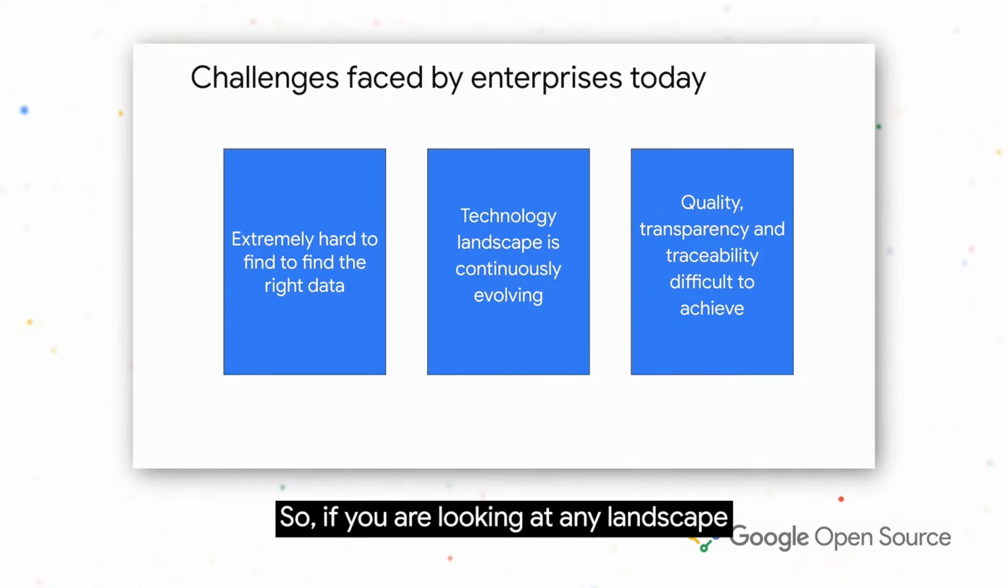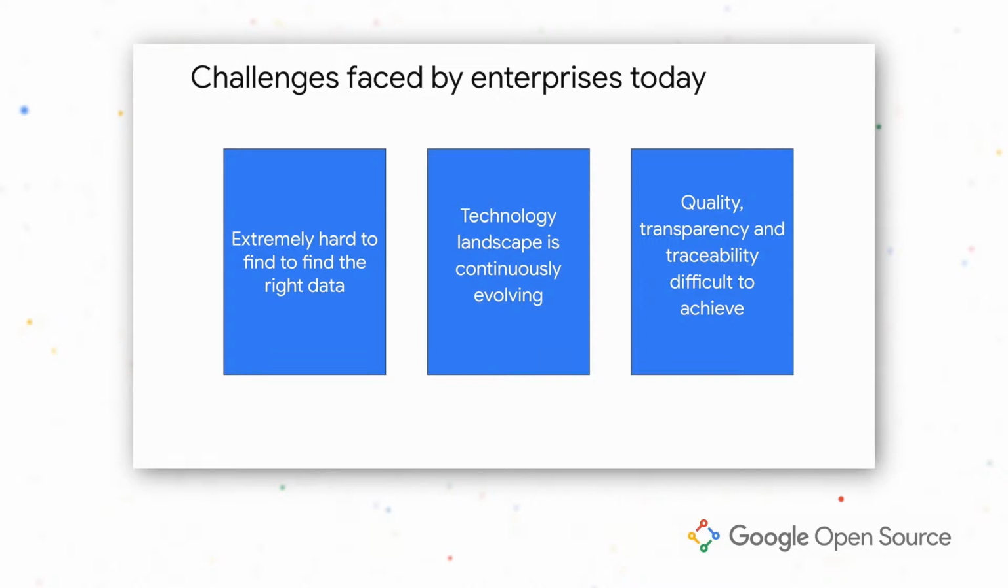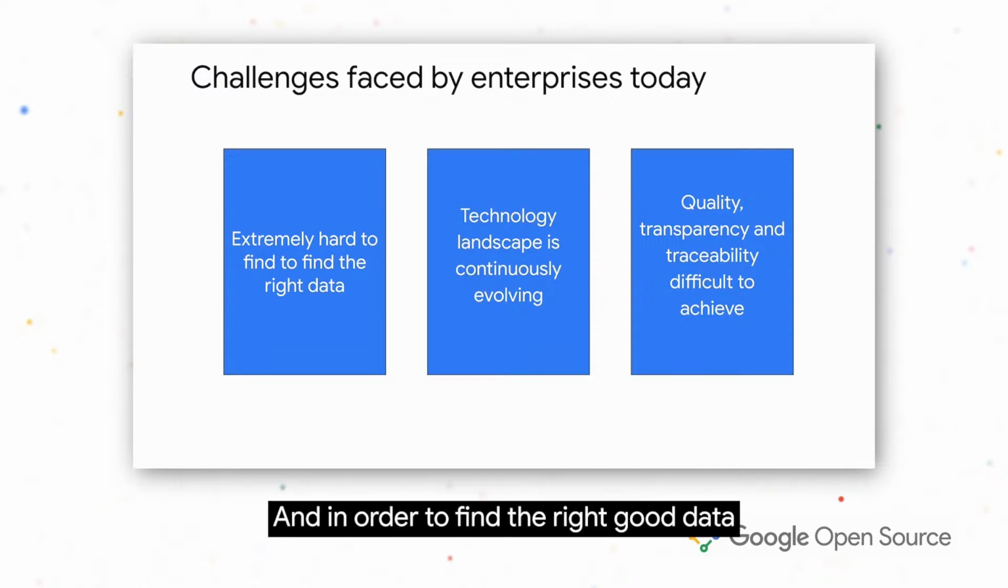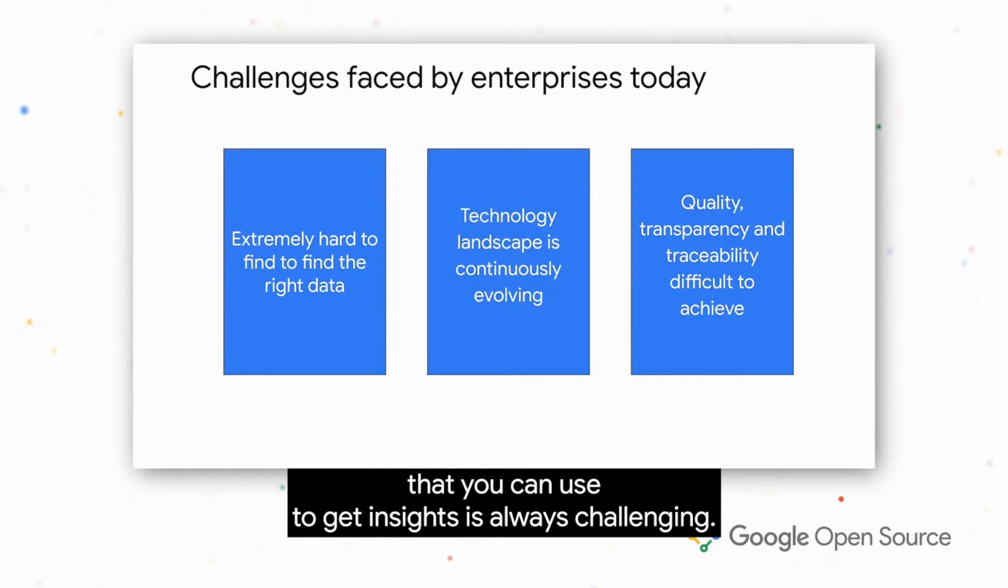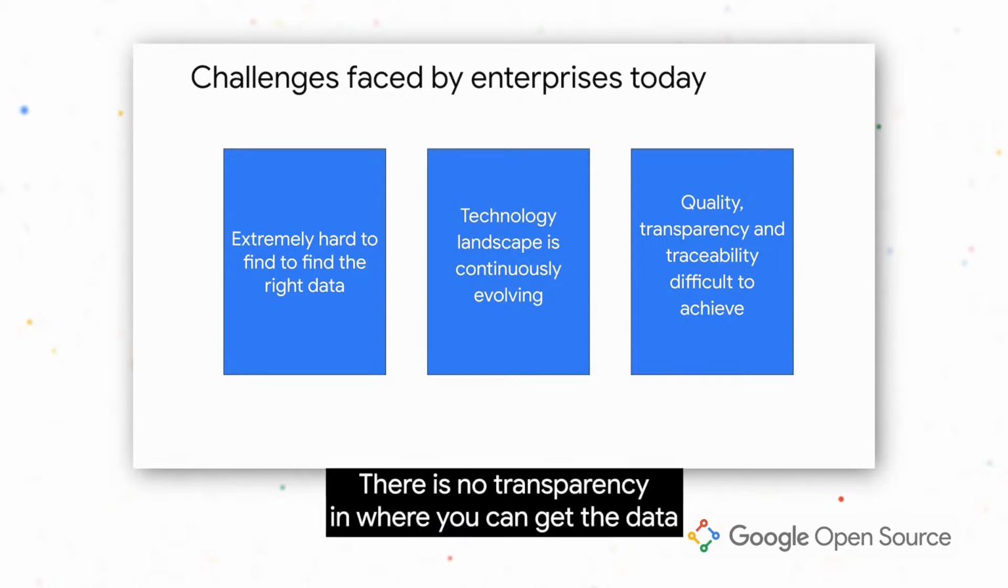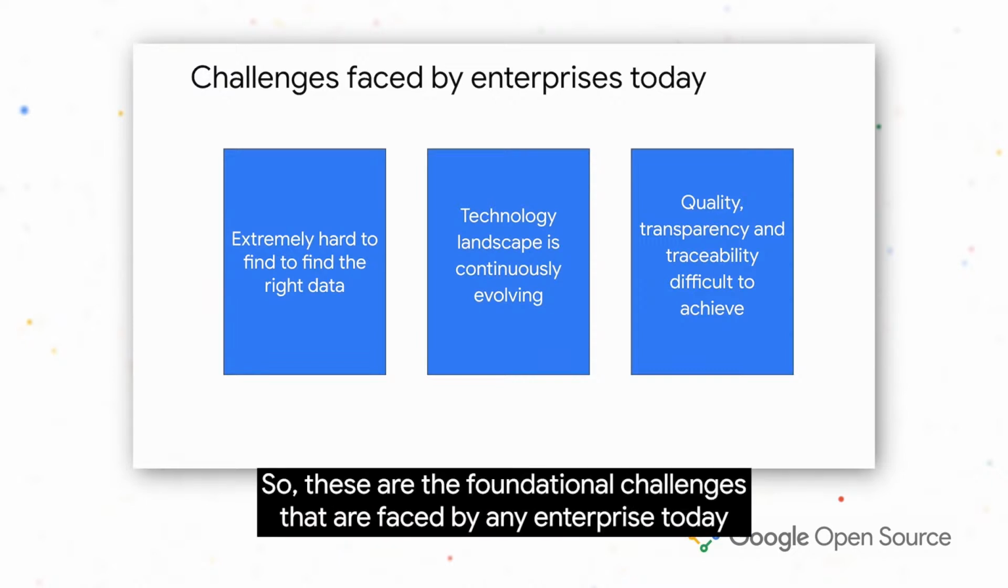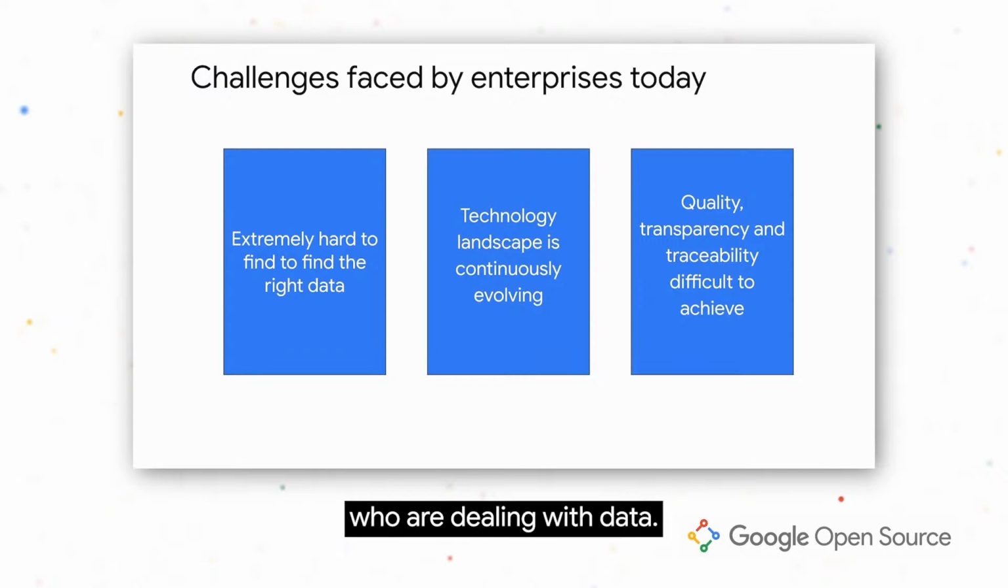So if you are looking at any landscape, you have a multitude of systems where the mission critical data is spread around. And in order to find the right, good data that you can actually use to get insights is always challenging. There is no transparency in where you can get the data, who is accessing the data, where the data is coming from, what is happening to the data.